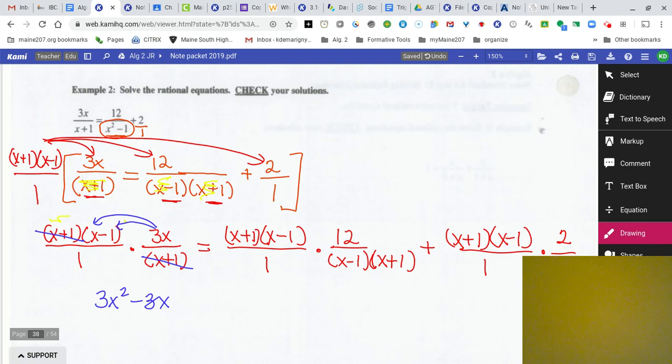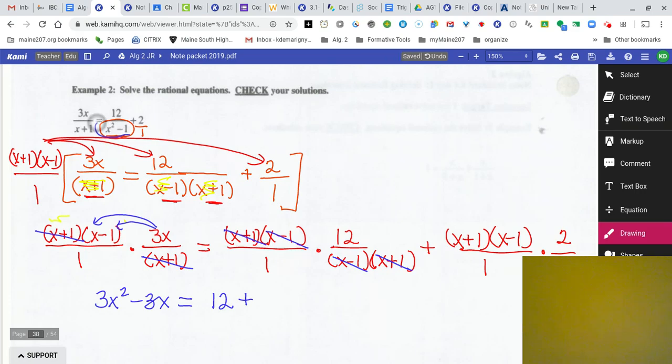Now the good news is there's no more fractions. And then that's equal to, well, I like this one because the x minus 1 takes an x minus 1, x plus 1 takes the x plus 1, and what you're left with is just a 12. And then there's a plus sign. And here's the bummer part. There's nothing to take either one of these out.